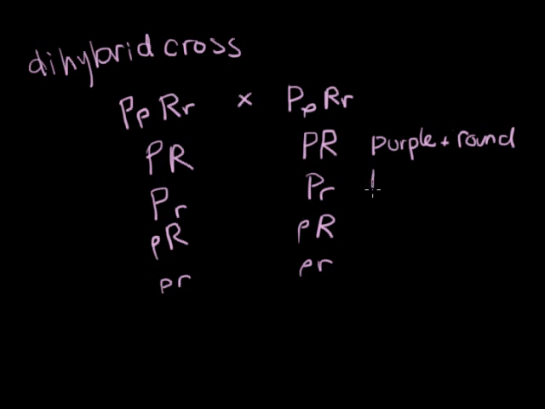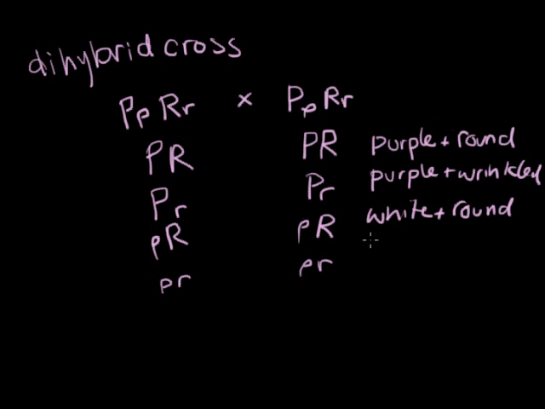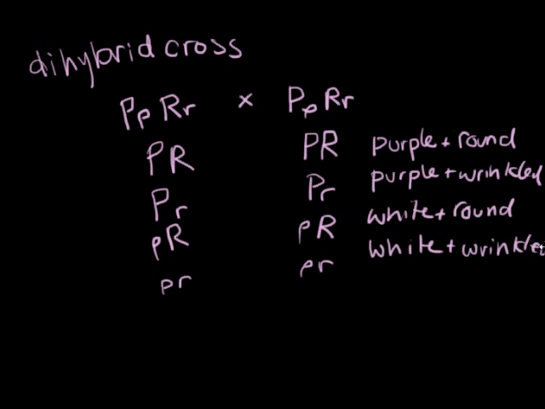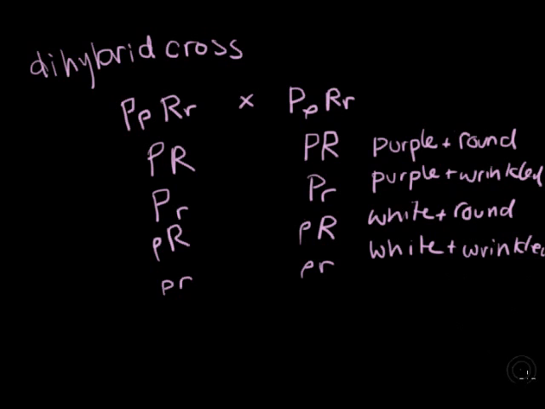You'd want to see how many have purple flowers and wrinkled peas, and how many have white flowers and round peas. And we also would want to see how many have white flowers and wrinkled peas. So I'll let you guys figure that out. What's the ratio between purple and round, purple and wrinkled, white and round, and white and wrinkled?